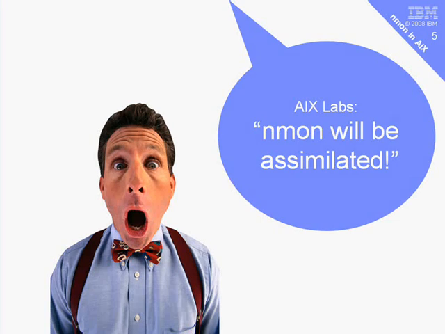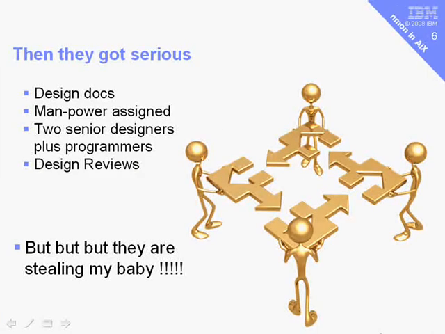But then we thought, well, they have lots of plans for developing things, and some of them happen and some of them don't. It all depends on priorities and budgets and that sort of thing, so it still may not actually happen. And then all of a sudden they got very serious. We started seeing design documents, manpower is assigned. This was looked at by two of the senior performance tools designers inside AIX, and programmers were scheduled to start writing the code, and we started having design reviews.